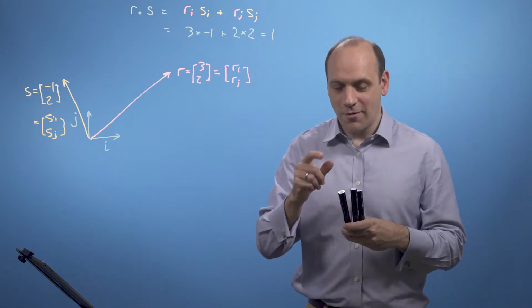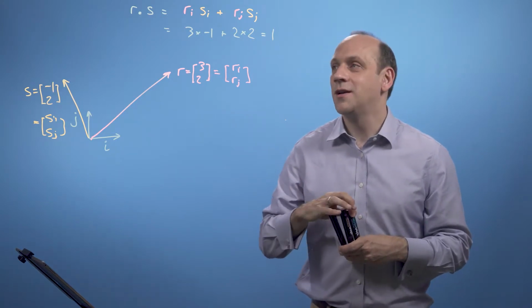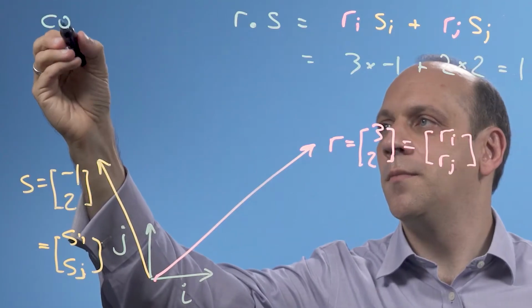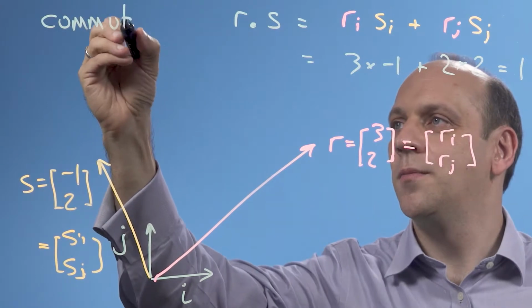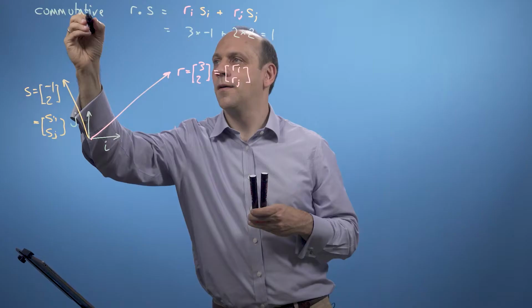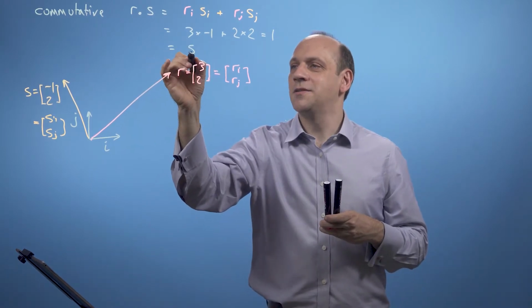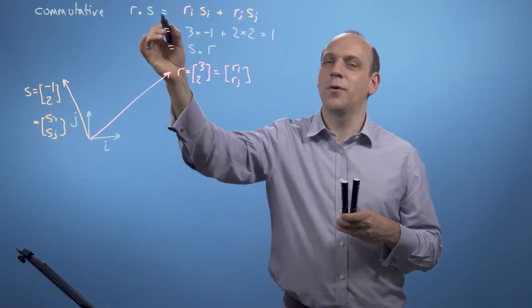Now, we can go on to look at one property of the dot product, which is that it's commutative. And that means that r dot s is equal to s dot r. It doesn't matter which way round we do it.